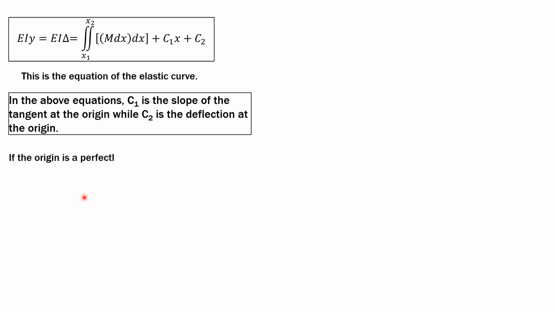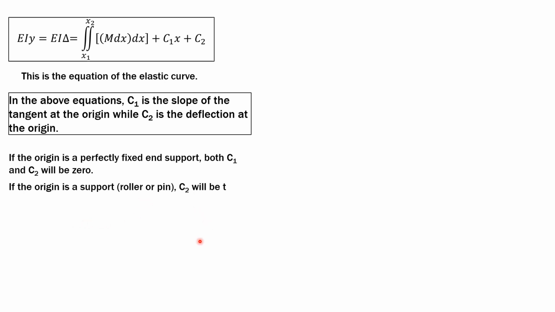If the origin is a perfectly fixed end support, then both c sub 1 and c sub 2 will be 0. If the origin is a support, maybe roller or pin, then c sub 2 will be the only 0 term, regardless of whether that origin support settles. So that's the theory.